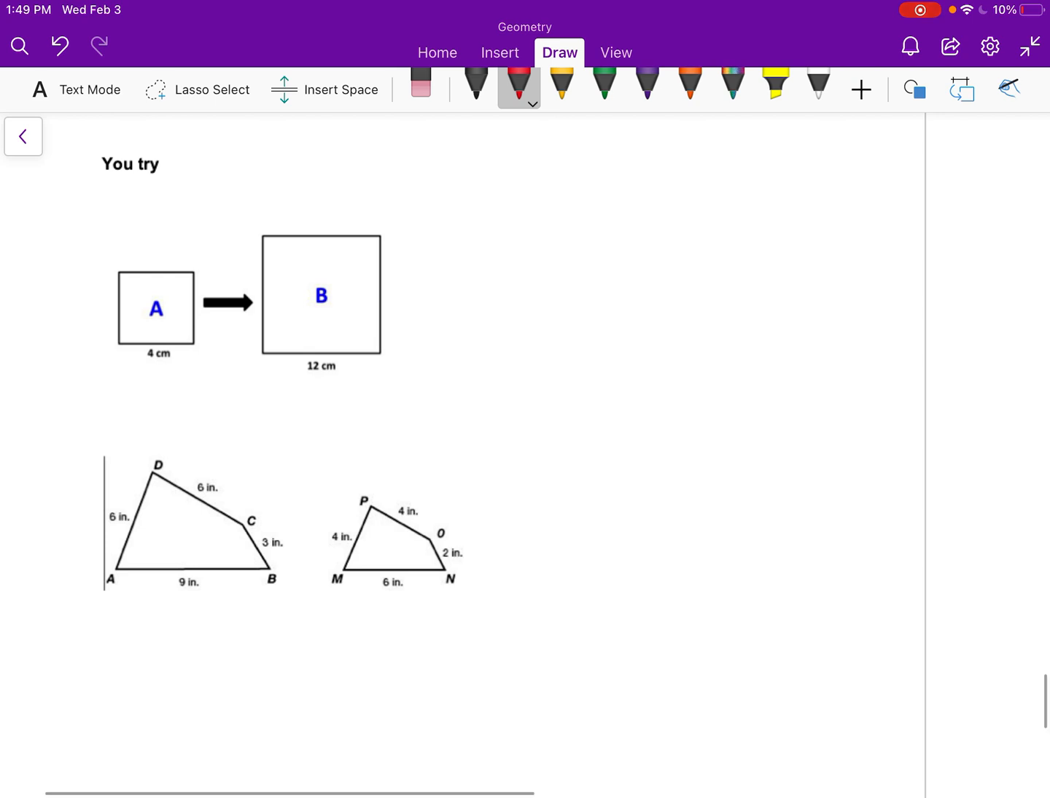Welcome back. I'll just do a couple models here. I'm going to look at my corresponding sides to see what my scale factor is. How do I get from 4 to 12? Well, I times by 3. So my scale factor is 3.